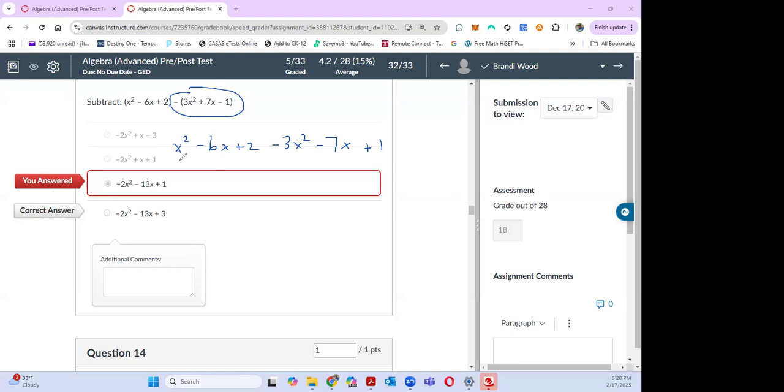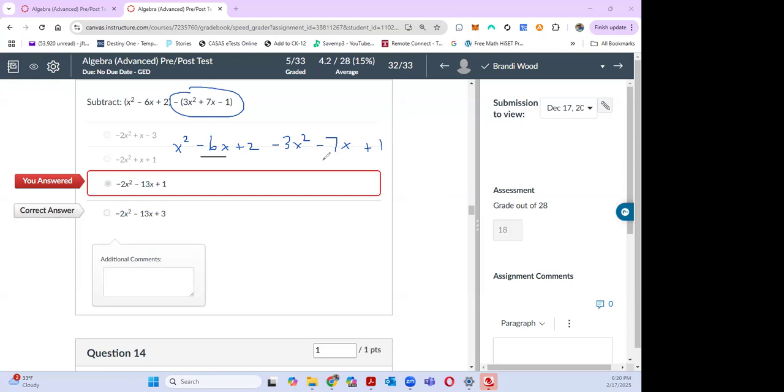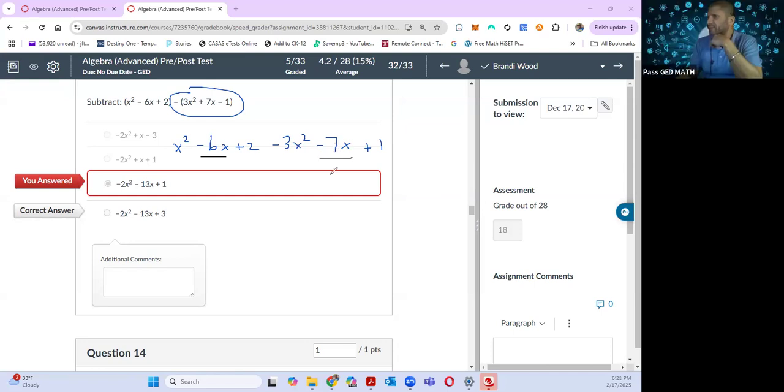Like terms is 6x, 6x and what else? 3x. Y'all don't see a 3x? Oh, 3x. I'm sorry, 6x and 7x. What kind of 7x? Negative 7x. Negative 7. So those are two like terms.